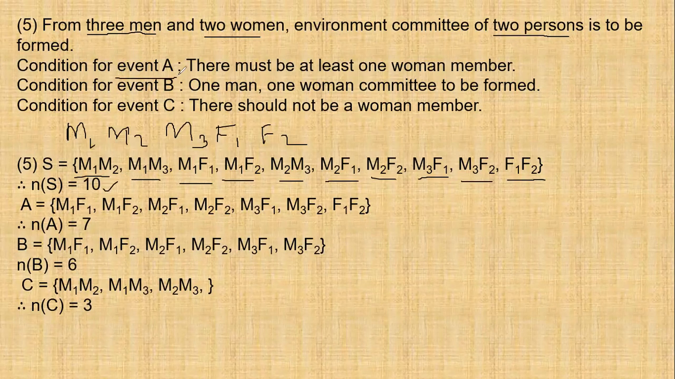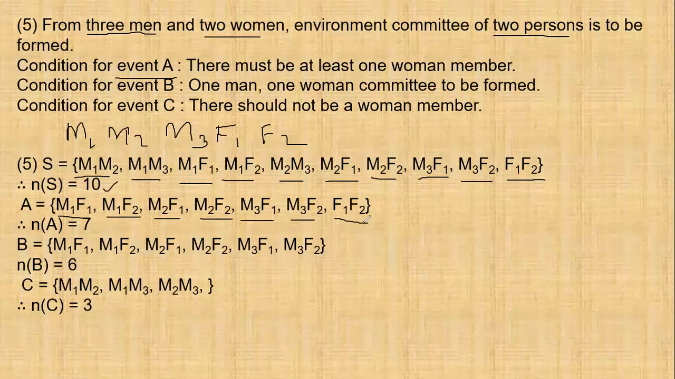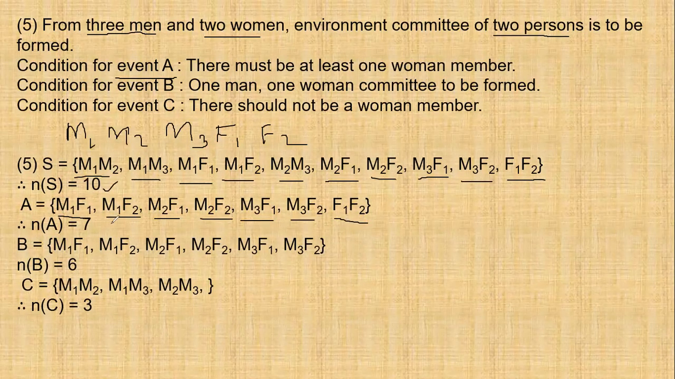Then event A, there must be at least 1 woman member. At least. If it is more than that, it is okay, but at least 1 woman member. So that is M1 F1, M1 F2, M2 F1, M2 F2, M3 F1, M3 F2, F1 F2. Like that, you get a total of 7.